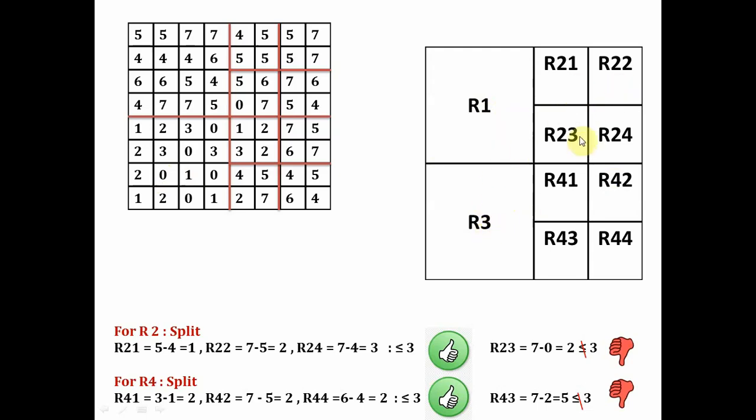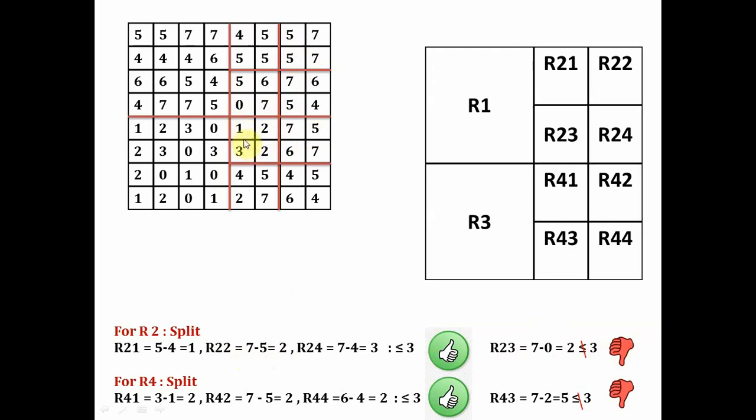I will go for R21, R22, R23, R24. For R21, what is the maximum pixel? 5, and the minimum is 4. 5 minus 4 is 1. Yes, you are satisfying. Similarly for R22, 7 minus 5 is 2. For R23, 7 minus 0, no, you cannot satisfy the condition. For R24, you have maximum 7, minimum 4. 7 minus 4 is 3. Yes, you have satisfied the condition.